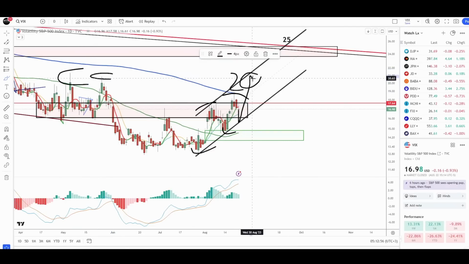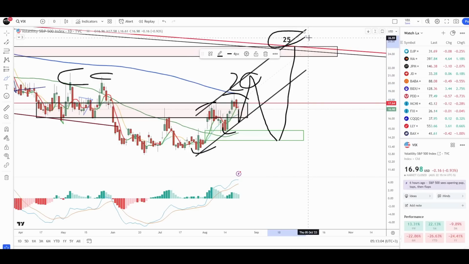At that point, I think the VIX will move all the way back down, fill the gap at 14, and then spike again to 25 to form the low for the year on the S&P and the high for the year on volatility between late September, mid-October. And at that point, I think we'll have formed the bottom.